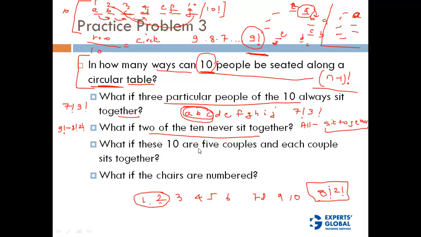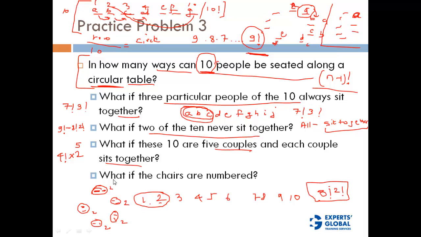What if these are 5 couples and each couple sits together? Pretty straightforward. So I have 5 couples, 1, 2, 3, 4, 5. All the couples are sitting together, so this is going to be the order like that. Correct? So how many units of groups do I have? I have 5 groups. The 5 groups in circular fashion can be arranged in 4 factorial ways, and each group is going to have 2 ways of sitting. Depending on whether the husband sits here or the husband sits here, we are going to have 2 different ways for each couple. So then it's going to be 2 raised to 5.